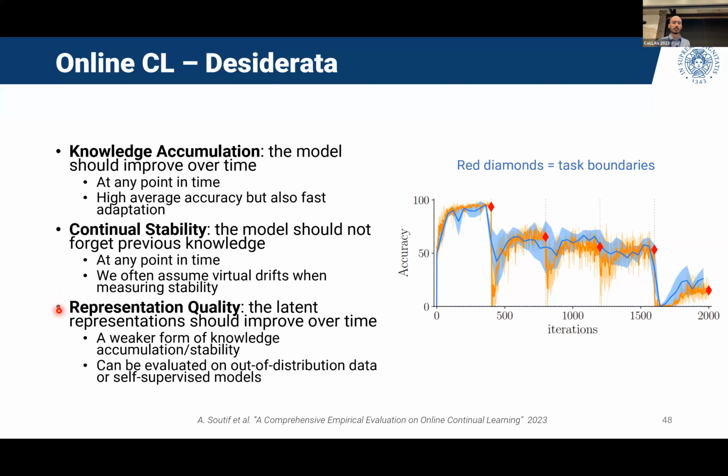So sometimes it can be useful to check how the latent representation performs, like with linear probing. You can see it as a weaker form of knowledge accumulation and stability. And the nice thing is that you can also evaluate this on out-of-distribution data that the model has never seen, or for self-supervised models. And it's important also because sometimes, even when there is a very high forgetting, the representations are good. It's just that the classifier is misaligned because of training on the new data.